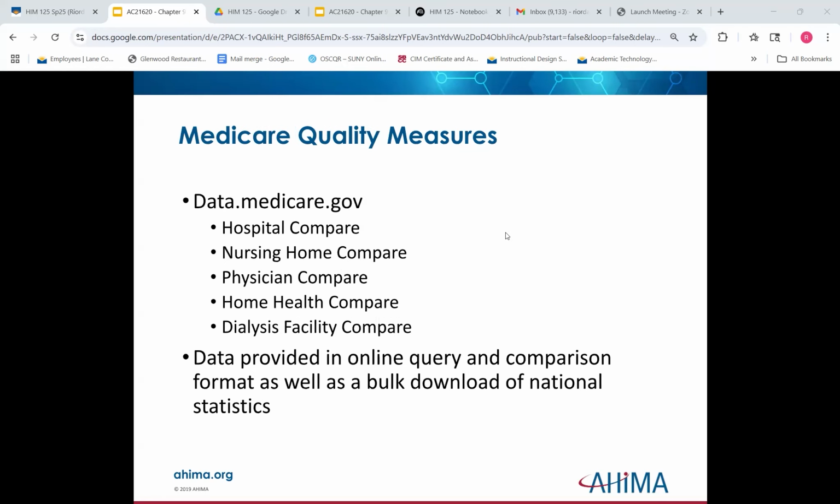Other Medicare quality measures you can see are on data.medicare.gov, Hospital Compare, Nursing Home Compare, Physician Compare, Home Health Compare, Dialysis Facility Compare. And this data is provided in online query and comparison. A lot of these you can download into CSV files and then open them up in Excel, look at them, analyze them to your heart's content.